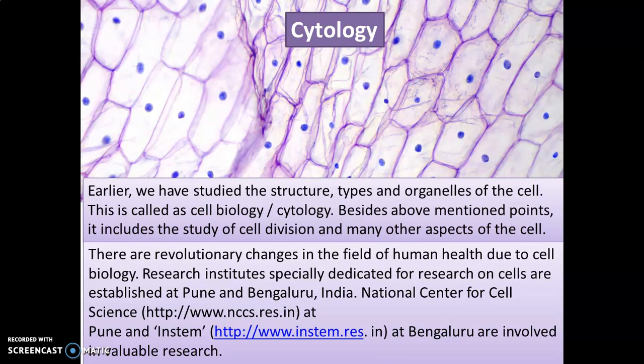Now children, you already know that cytology means study of cells. This we have already studied in the previous year. It includes the cell structure, its types and various organelles. Besides this, it also includes the study of cell division and many other aspects of the cell. We have studied two types of cell division, meiosis and mitosis. So that is also included in the study of the cell.